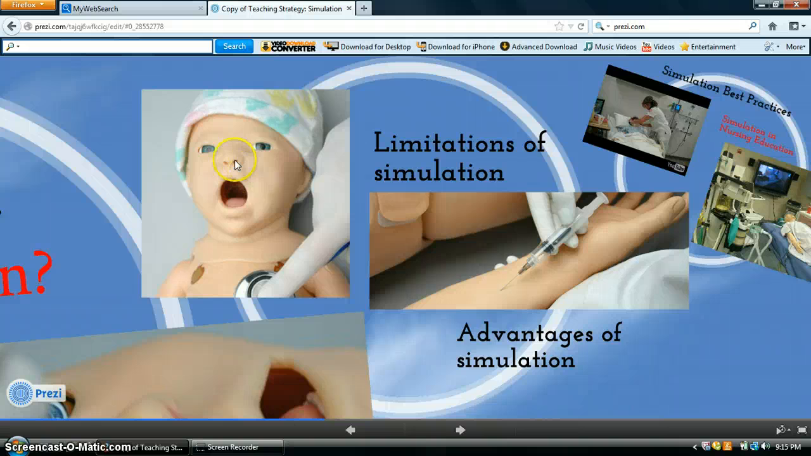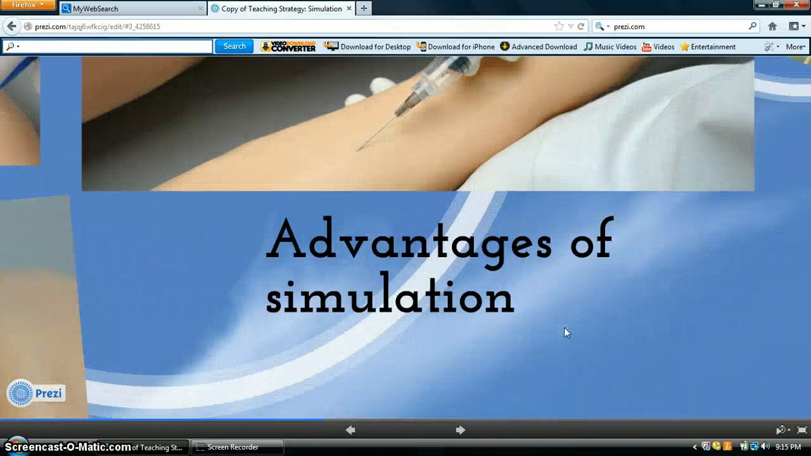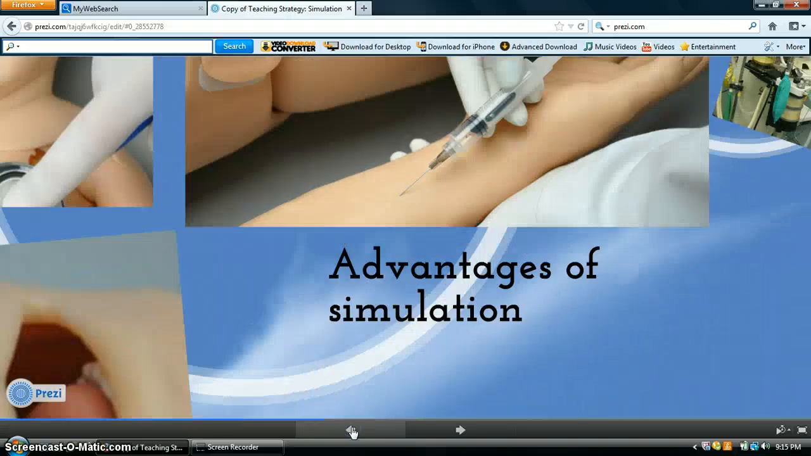Up in the corner here, this is a simulated baby. He is about $60,000 and he can be programmed to do heart and lung sounds and cry. And so lots of fascinating stuff that can provide really good, as close as possible, clinical situations for our students. So that leads me to talk about the advantages of simulation.